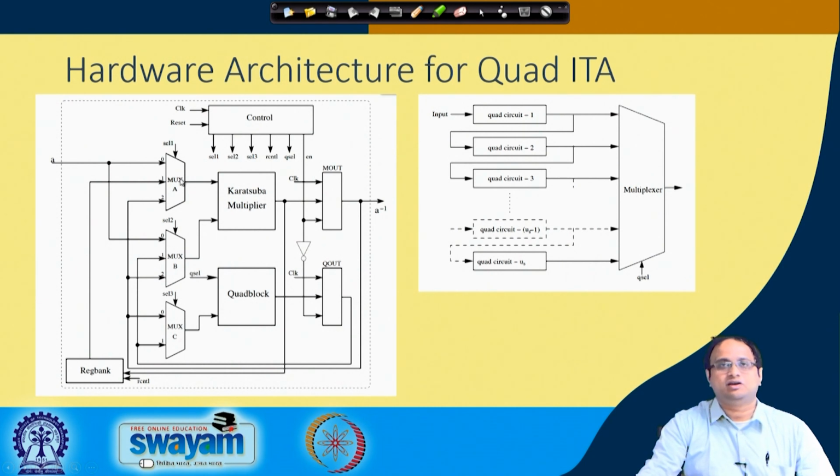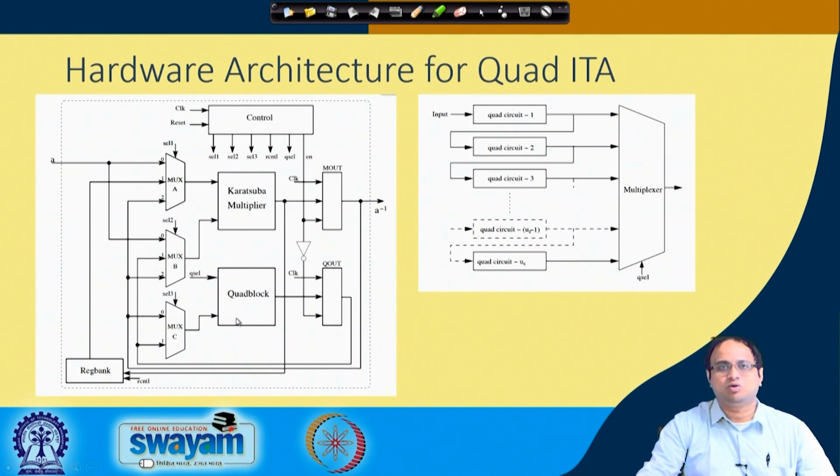Again we have a data path and a control path. You can see that this is my control circuit, denoted as control, whereas this part is my data path. In the data path, what are the two most important operations that we need? Here we need a multiplier, because we need several multiplication operations. So, we need an optimized, efficient multiplier. To do that, we can use the Karatsuba multiplier that we designed in the last class, and then we also need a quad block.